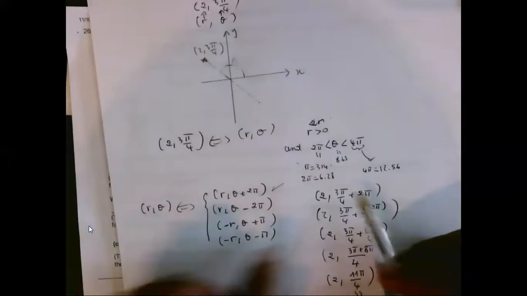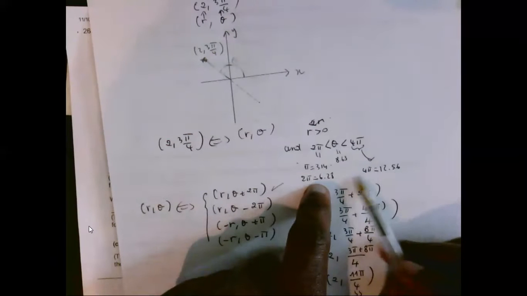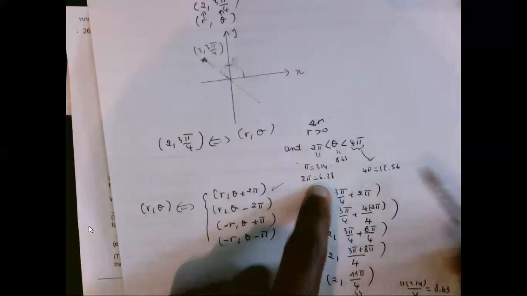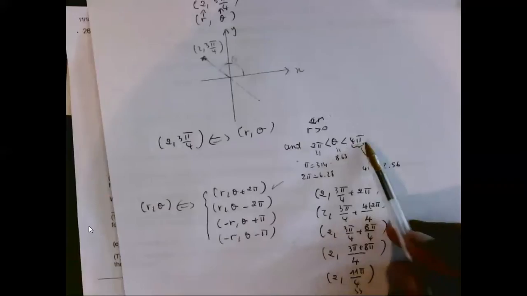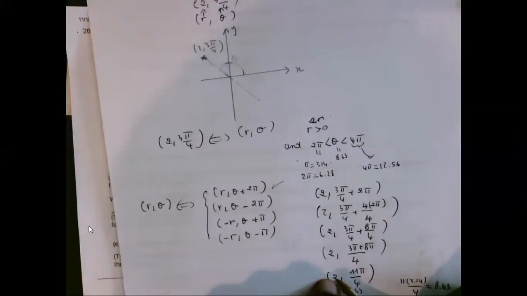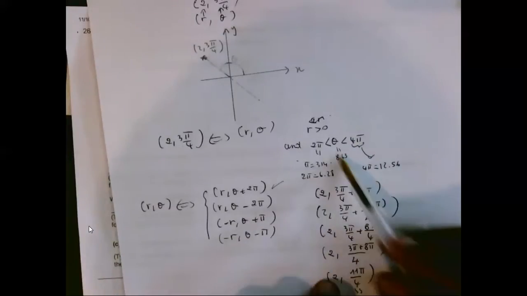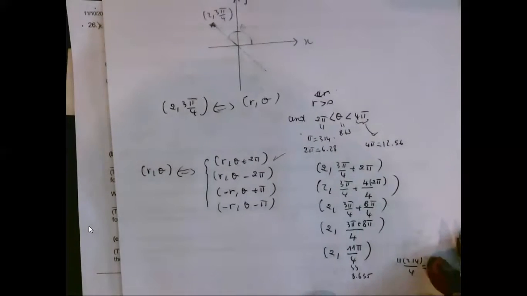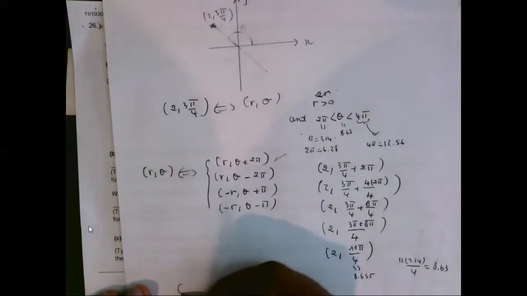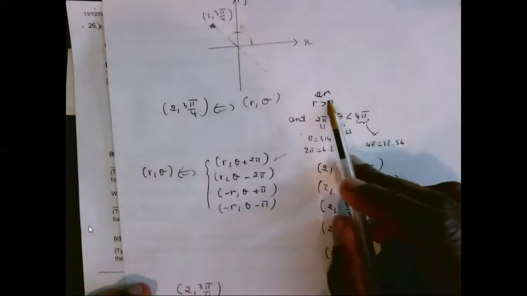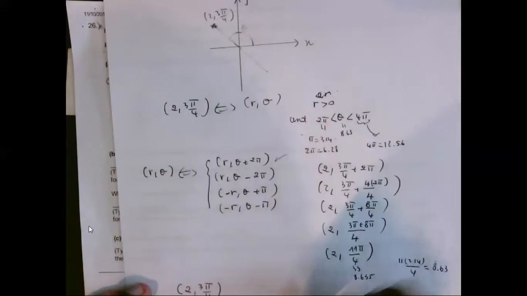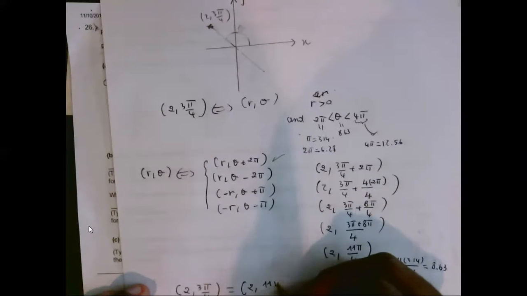In addition to that, r, which is 2, is positive. It's greater than 0. So it meets both requirements. So an angle that is equivalent to 3 pi over 4 and that meets those two requirements is actually 11 pi over 4. So to answer this question, my answer will be 11 pi over 4.